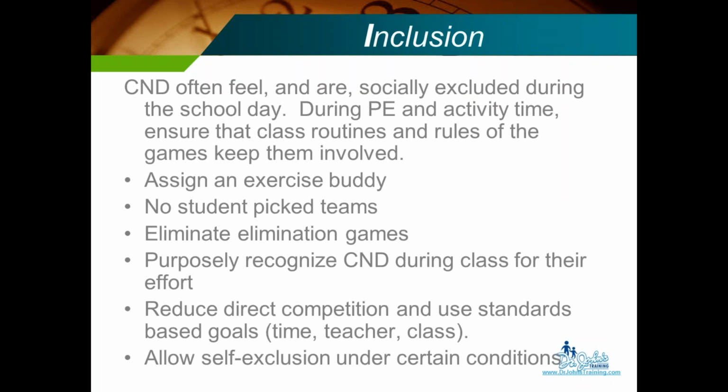In terms of inclusion, children with neurological disorders often feel and are socially excluded during the school day. During PE, especially during PE, in a time when play is the work of children, we want to ensure that the class routines and rules of the games are established to keep them involved. One of the most effective means that we found in our after-school program was to assign an exercise buddy with the kids, and that really helped.